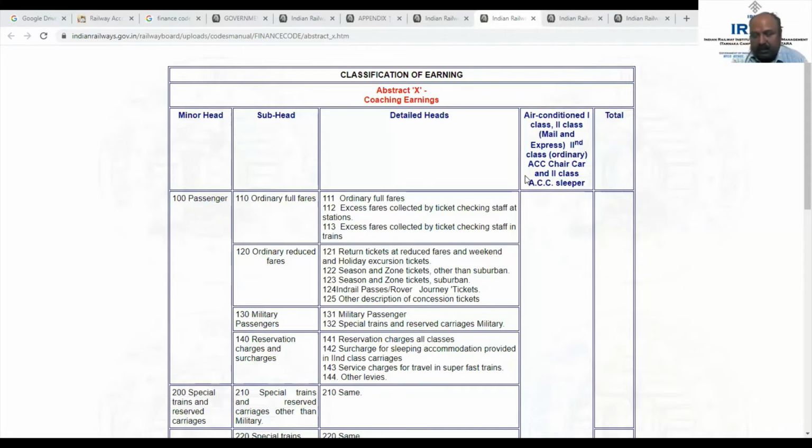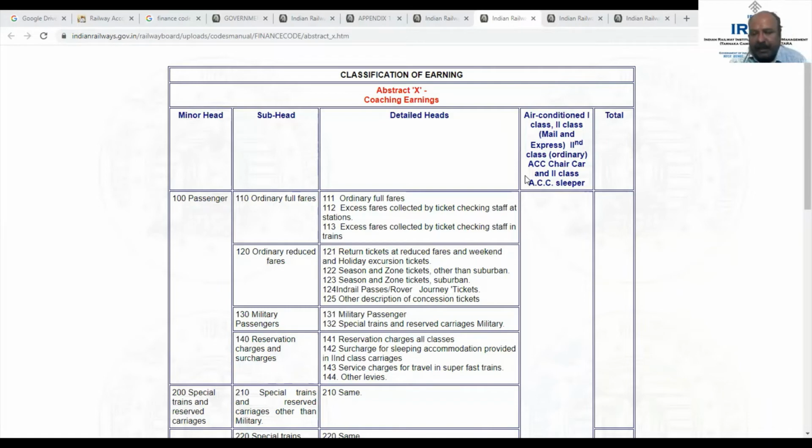See, there is no demand number for earnings. Demand number is there, erstwhile demand number for revenue expenditure, capital expenditure, because a demand number is required for estimating the expenses and asking the Parliament for approval. Whereas for earnings, approval of Parliament is not required. So that is the reason there is no demand number for this X, Y, Z. Okay? So it is abstract X, abstract Y, abstract Z. But anyway, we have prepared this earnings budget for information purpose, not for approval.